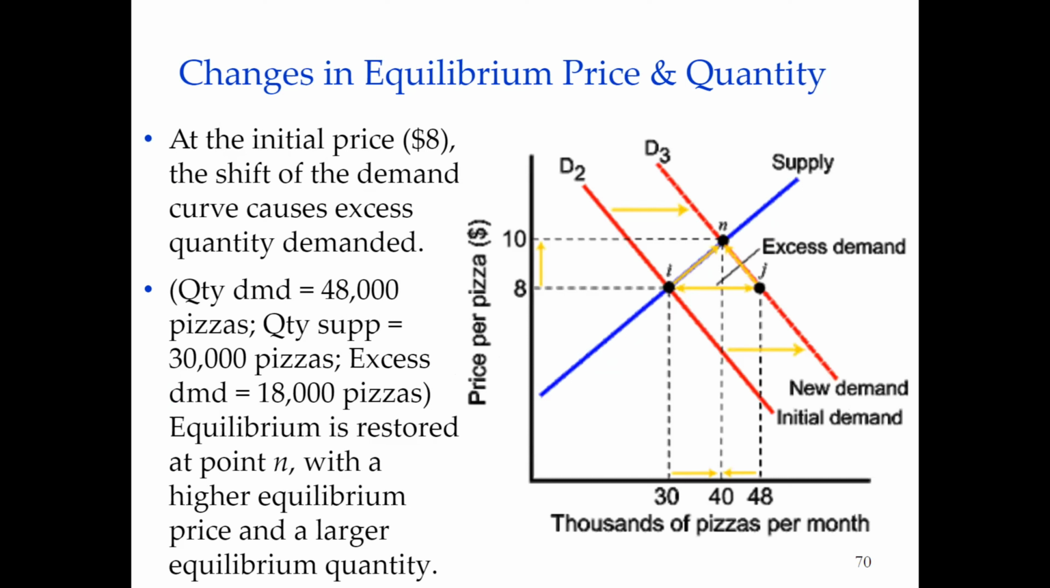So the quantity demanded is 48,000 pizzas, and the quantity supplied is equal to 30,000 pizzas, and there's excess demand of 18,000 pizzas here, guys. Equilibrium is restored at point N with a higher equilibrium price and a larger equilibrium quantity. That is where the equilibrium is restored, with a higher price and a higher quantity.